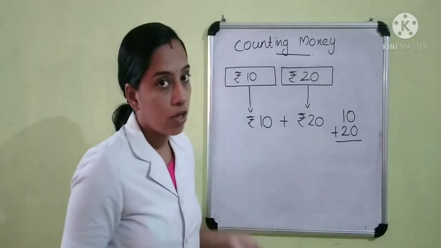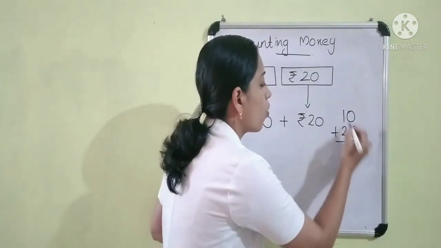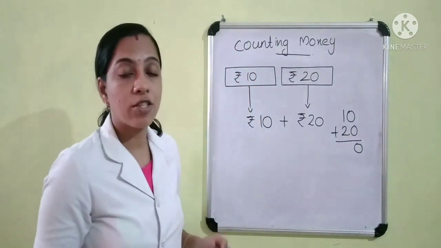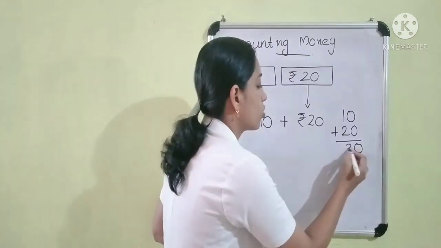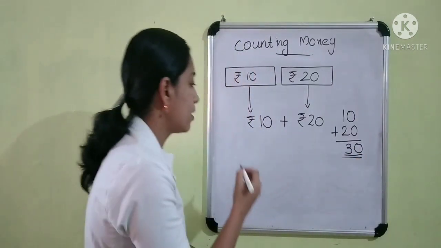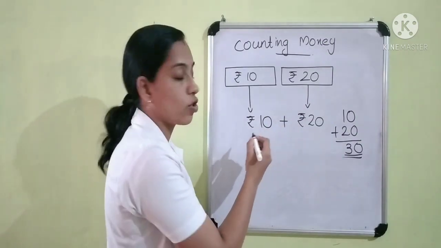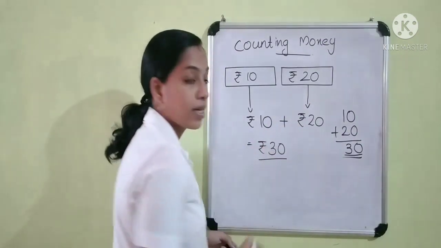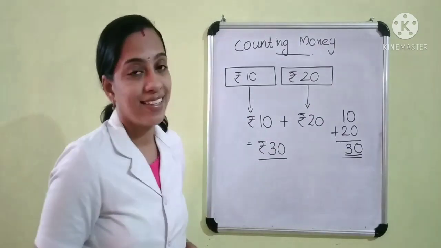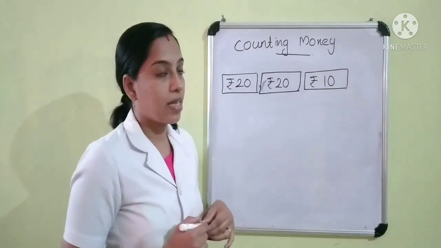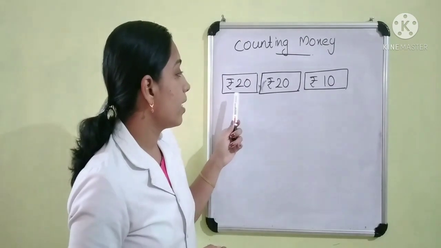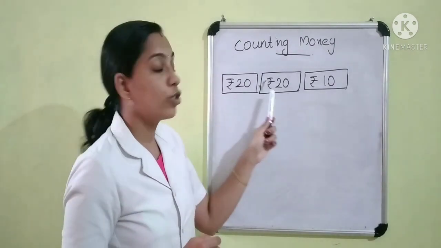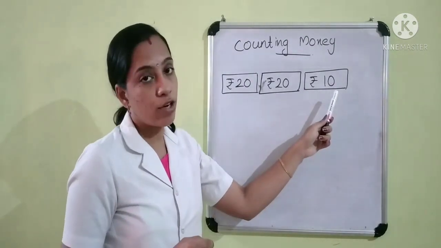0 plus 0, we know, that is 0. 1 plus 2, yes, 1 plus 2 is equal to 3. So, the amount is 30. That is rupees 10 plus rupees 20 is equal to rupees 30. Is it clear, children? Yes. Let us do one more example. Here we can see 3 notes, that is two 20 rupee notes and one 10 rupee note.